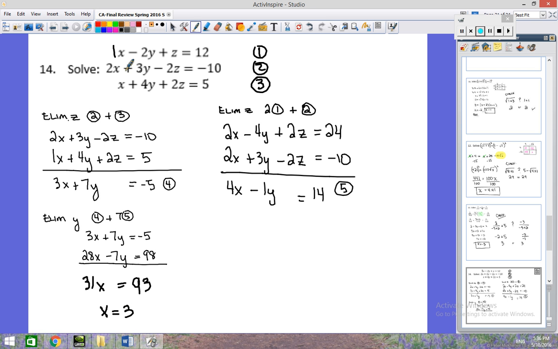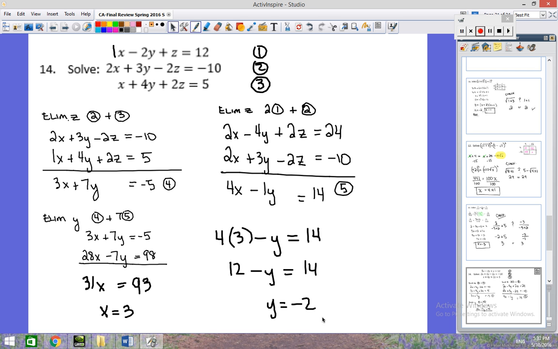Now, don't stop there. We need answers for x, y, and z. We've just found an answer for x. So let's come back to either equation 4 or 5, replace the x with 3, and solve for y. So I'm going to pick equation 5. I'm going to write equation 5 again, but instead of writing x, I'm going to write 3. So I've got 4 times 3 minus y is equal to 14. 4 times 3 is 12. And 12 minus a -2 is the same thing as 12 plus 2. In other words, I know that y is going to be -2. If you subtract 12 and then multiply by -1, you'll see the same thing.